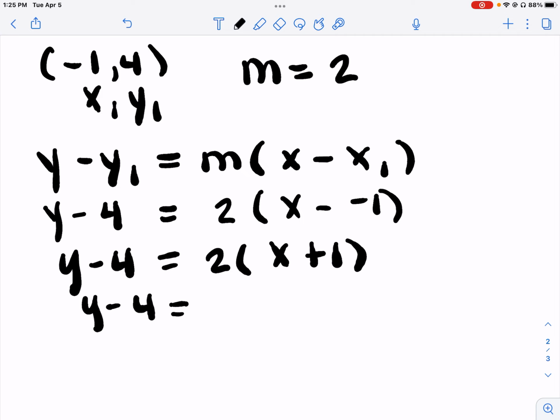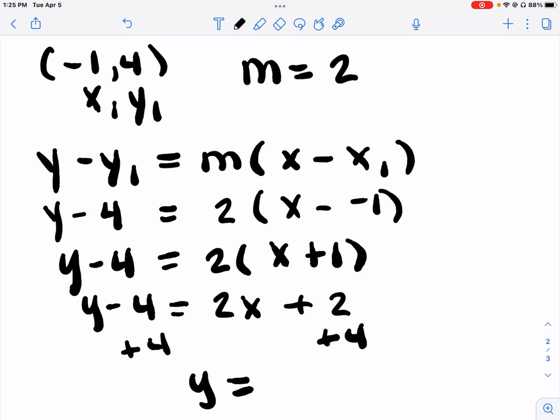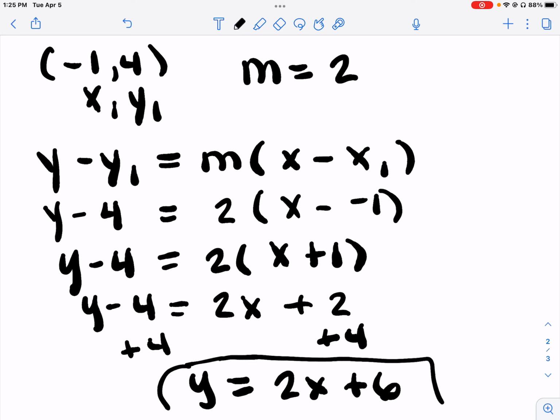For the slope intercept form, we're going to distribute that 2 and then add 4. 2 plus 4 is 6. So that is the slope intercept form that it asked for.